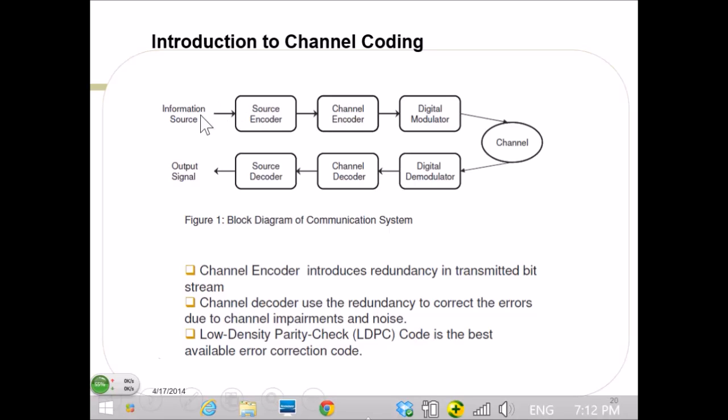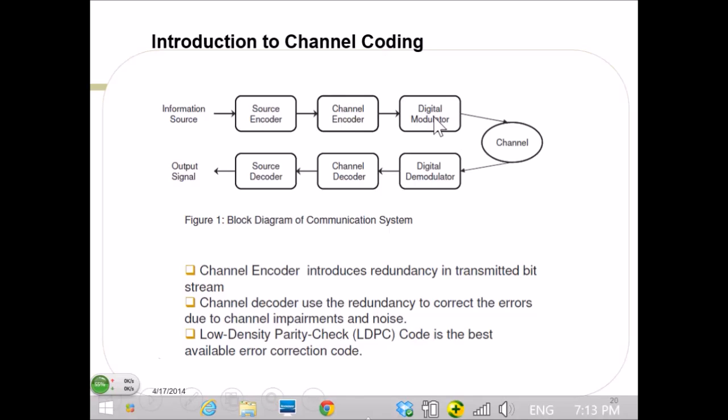Previously, the redundancy that is there in the information source is not defined by any mathematical equation. There is a redundancy, and then we use some mathematical equations to remove the redundancy. But in the channel encoder, we are adding the redundancy using a different set of mathematical equations.